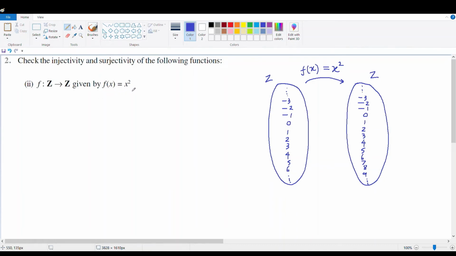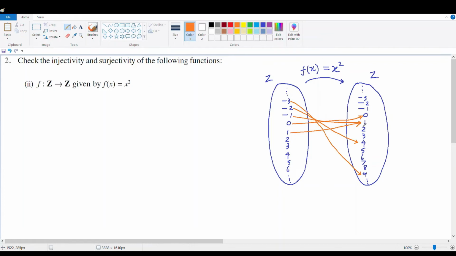When your function definition is x square, let's see where it goes. -3, if you do the square of that, -3 square is 9. So it's going to go to 9. Now -2. The square of -2 is going to be 4. So it's going to go to 4. Now -1. The square of -1 is 1. So it's going to go to 1. The square of 0 is going to be 0. So go to 0. The square of 1 is going to be 1. See? So -1 went to 1 and 1 also went to 1.